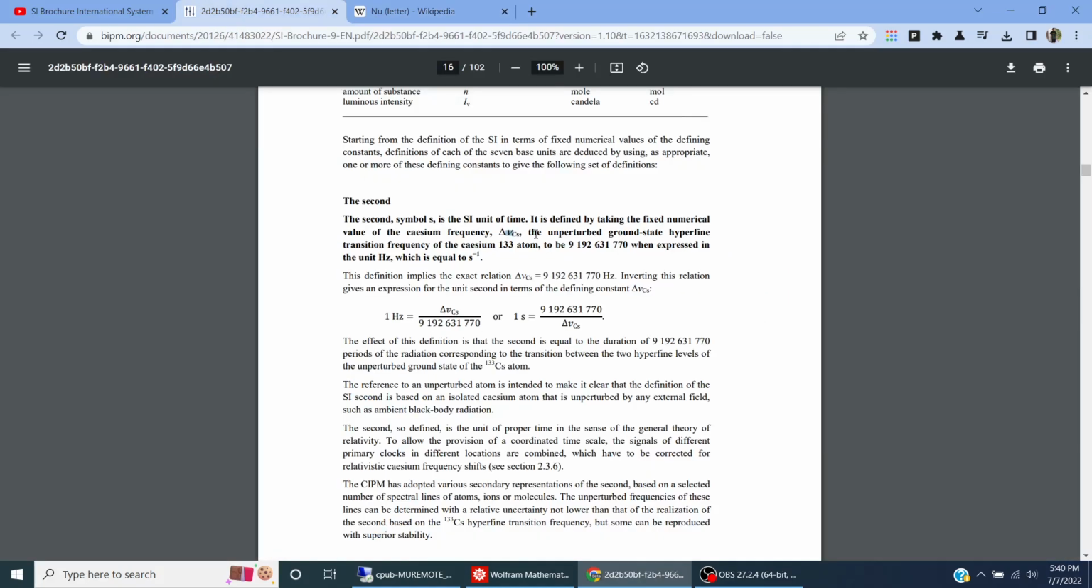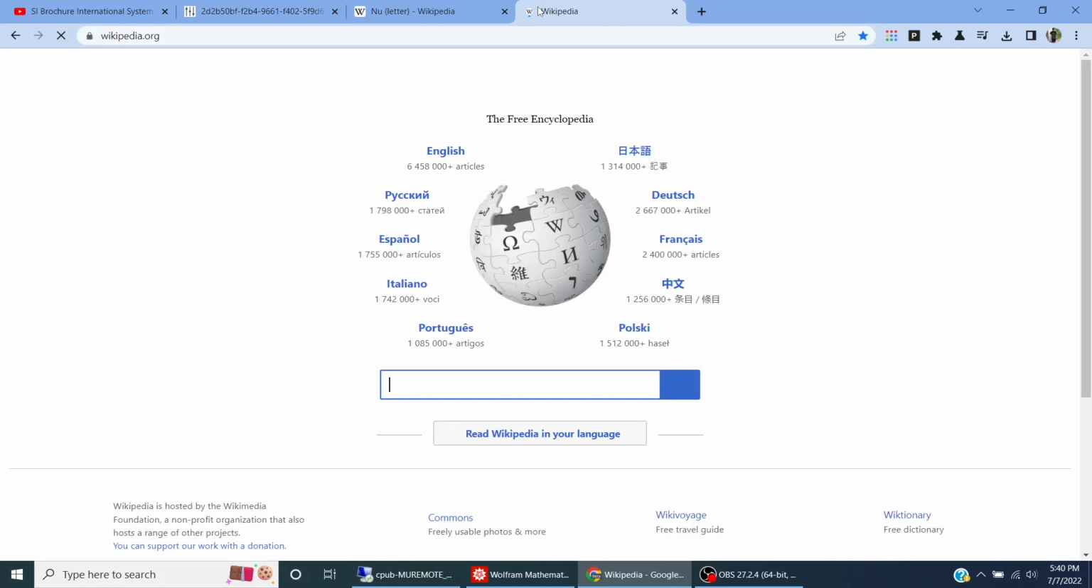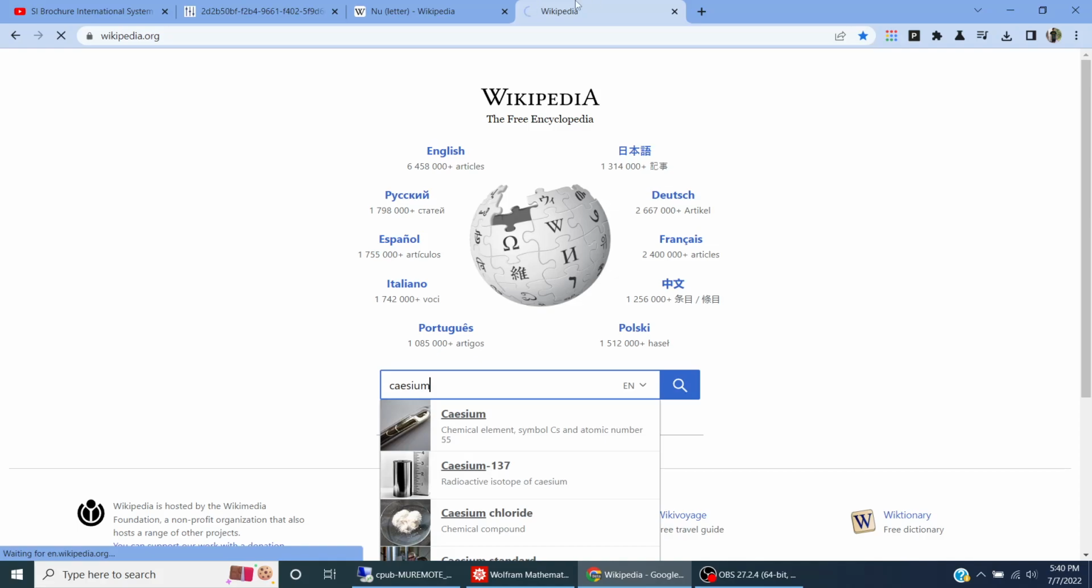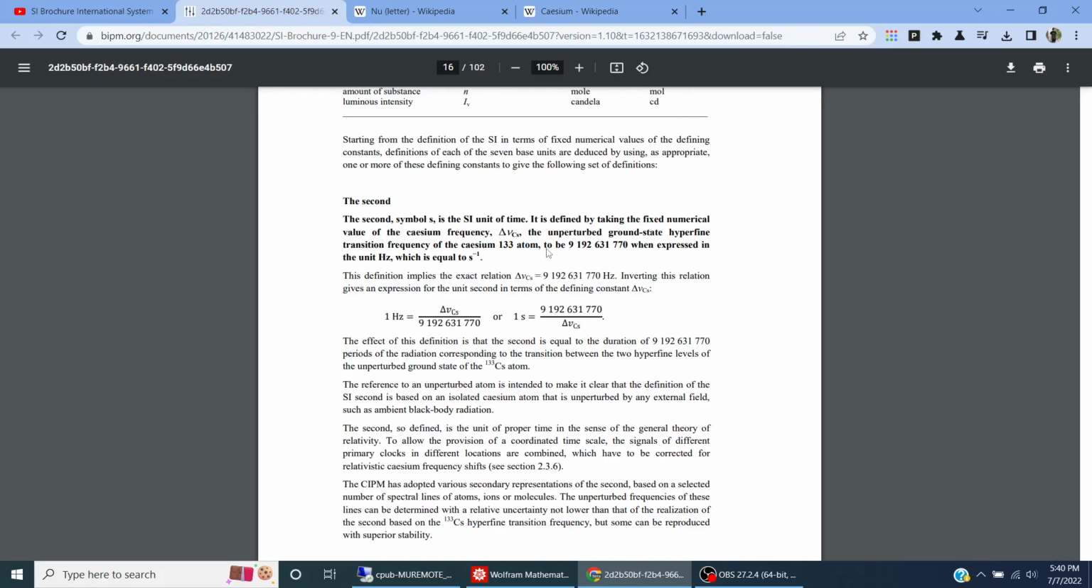Okay. And this is the symbol for cesium, Cs. The unperturbed ground state hyperfine transition frequency of the cesium-133 atom to be 9,192,631,770 when expressed in the unit hertz, or Hz, capital H, lowercase z, which is equal to s to the minus 1 power, inverse seconds.